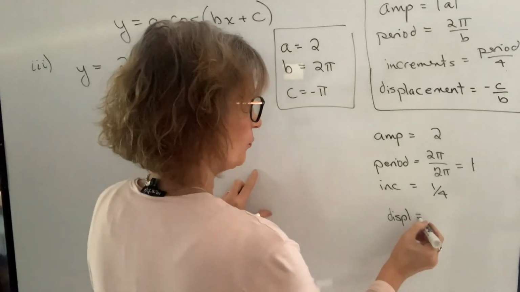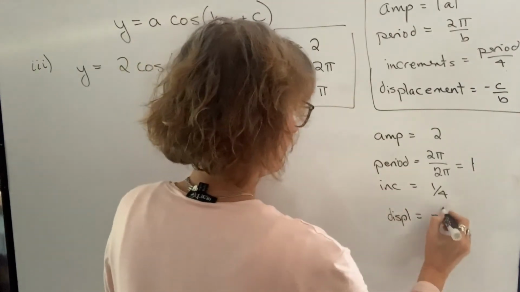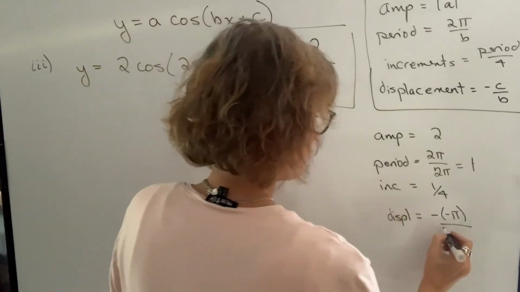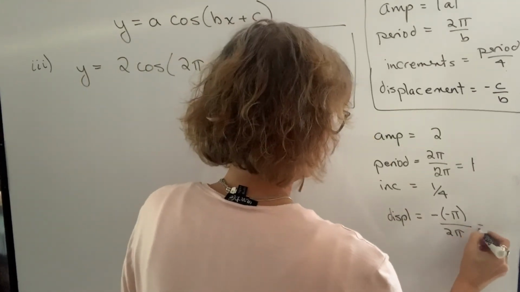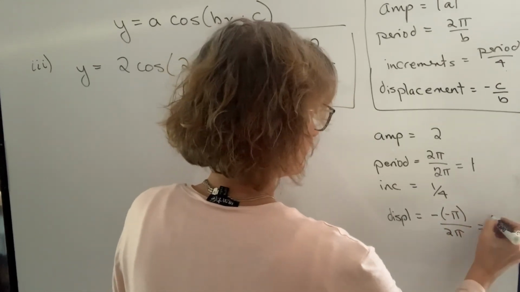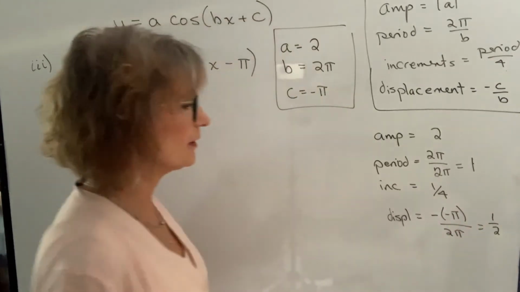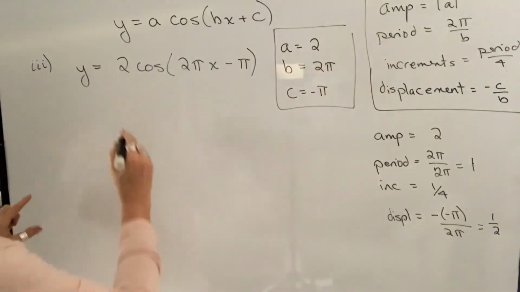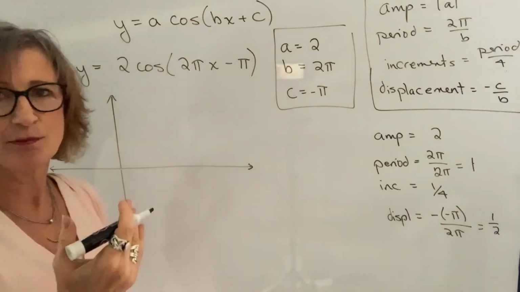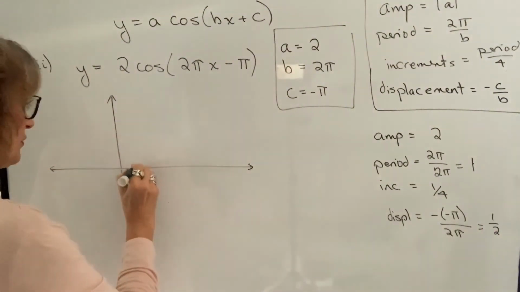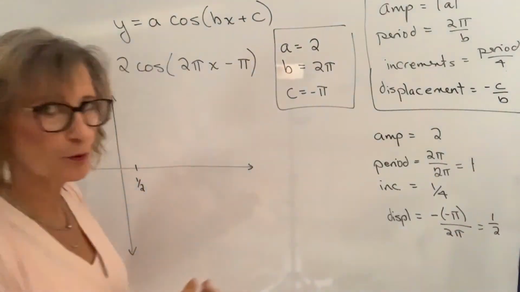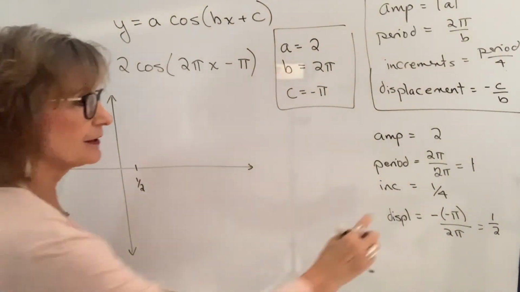And the displacement will be negative c, so negative negative pi, divided by b, which is 2 pi. The negatives will become positive, the pi's will cancel, so I will have a displacement of positive 1/2. So I start with my displacement, that's going to be my first x value, which will be 1/2. And then I find my next 4 x values using my increment.